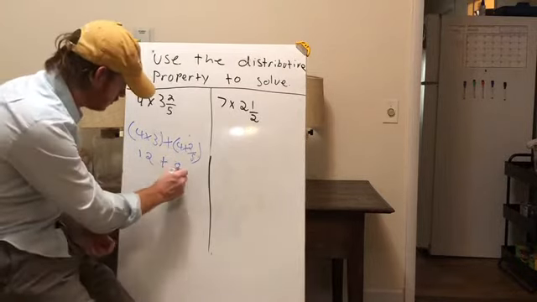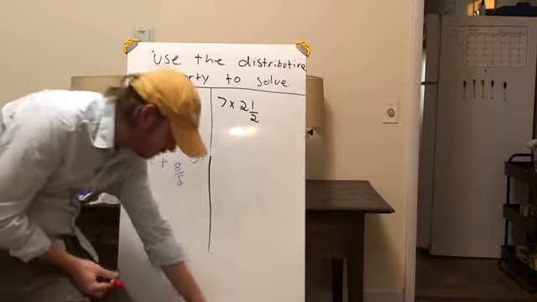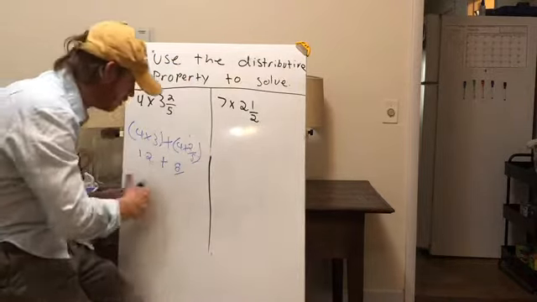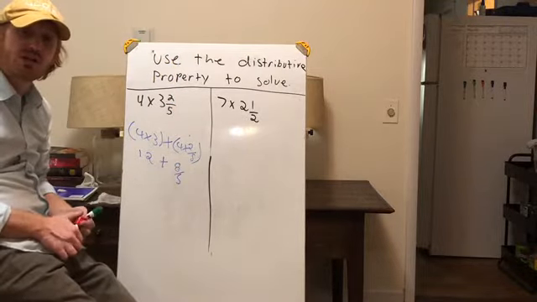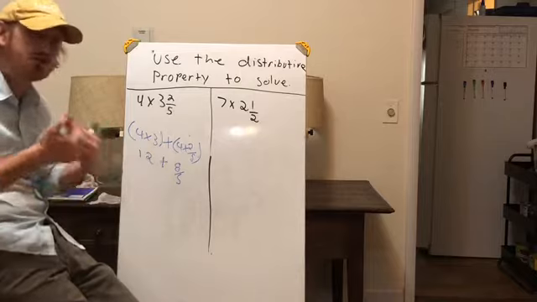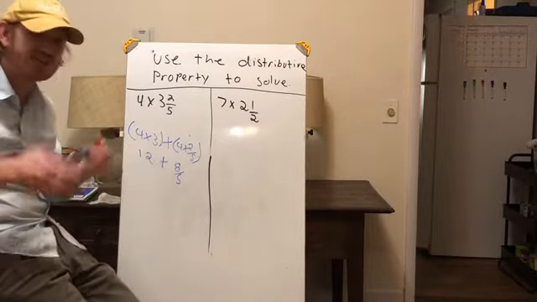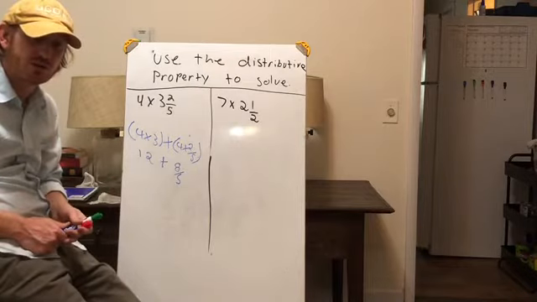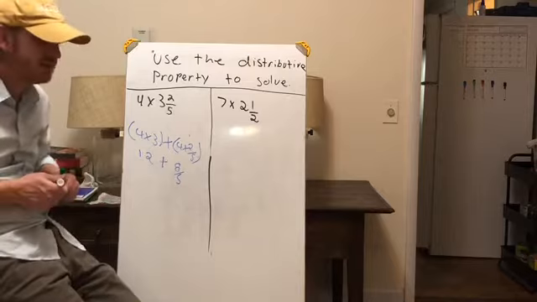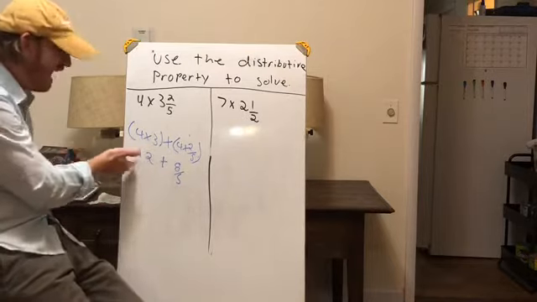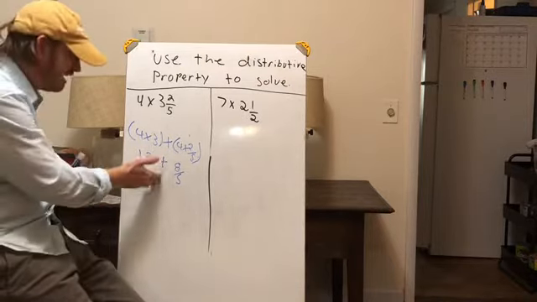But now I notice that my fraction, 8 over 5, is not quite right. My 8 is bigger than my 5. It's an improper fraction. And what I want to do is make it a mixed number so that I can add it to the 12. So how many times can 5 go into 8?